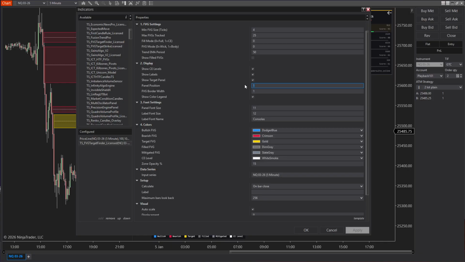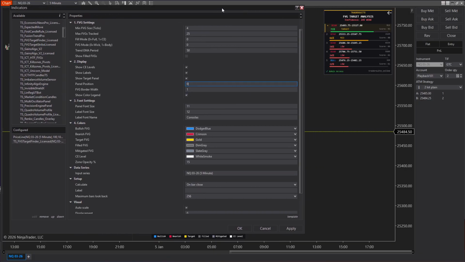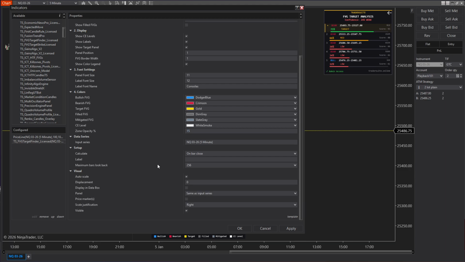The font and color settings are straightforward, you can customize everything. The defaults look great on a dark chart. Bullish FVGs are blue, bearish are red, the active target is gold, filled zones go gray, and mitigated zones are slate. You can adjust opacity too, the default 15% keeps zones visible without cluttering the chart. Let's hit OK and apply the indicator.